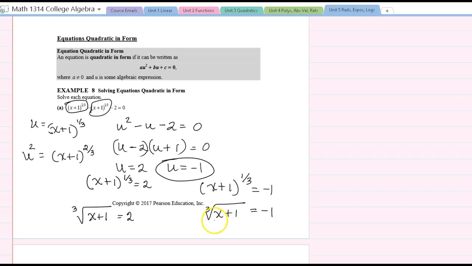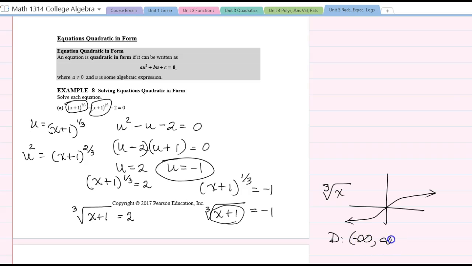If we take a look at our domain restrictions for the cube root, remember that our cube root function of x, our parent function, actually looks like this. And we can see our domain is all real numbers. So that means we don't have any restrictions. And it's okay that the answer is equal to negative 1. It's the square root function that does not allow it to equal a negative 1.